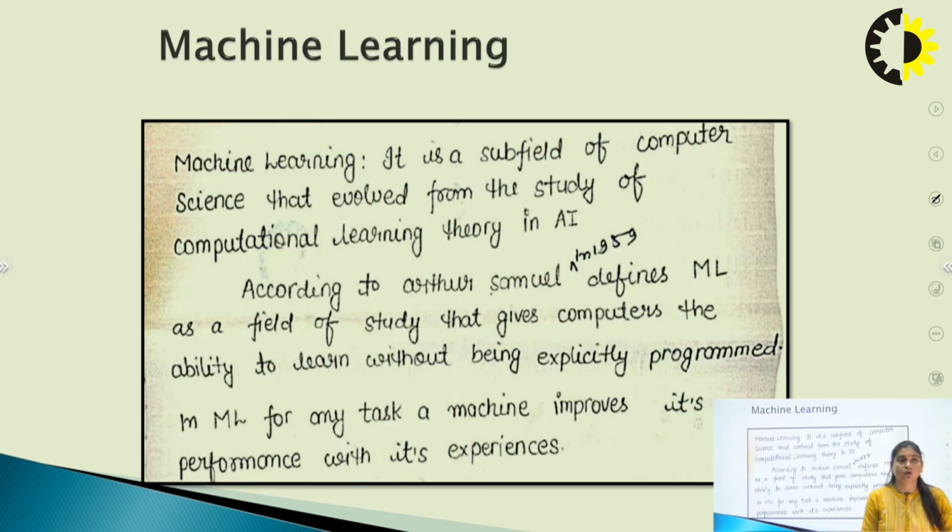Next, we move on to machine learning. So this is the basic definition of machine learning. It's a subfield of computer science, or we can say that it comes under AI, artificial intelligence. So it evolved from the study of computational learning theory and artificial intelligence. According to Arthur Samuel in 1959, machine learning is defined as a field of study that gives computers the ability to learn without being explicitly programmed. And in machine learning, on any task a machine improves its performance with experiences. So this is somewhat the same as we have studied in learning.